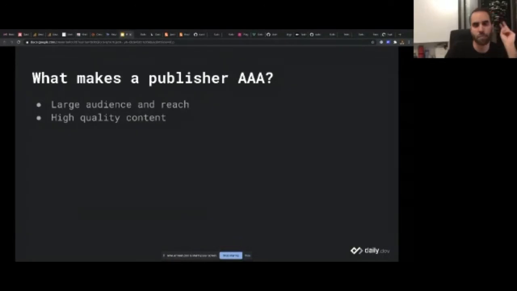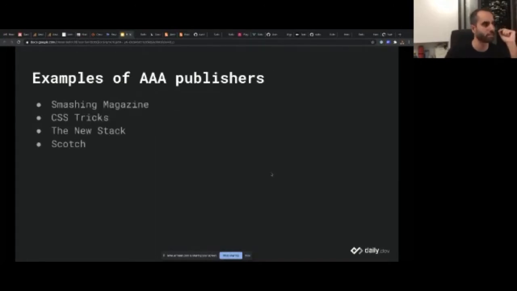Yep, better. So two criteria: one is the audience, and the second is high quality. They will not neglect either of them. It's very important, and this is what makes a publisher into a big one, the high quality and the audience. Some examples of AAA publishers that you might know: Smashing Magazine, CSS Tricks, The New Stack, Scotch.io, FreeCodeCamp. There are many others that I didn't mention, but they are out there. They are looking for content. They want to publish. They try to be consistent and publish content every day or every few days. So don't be shy to approach them with your pitch.